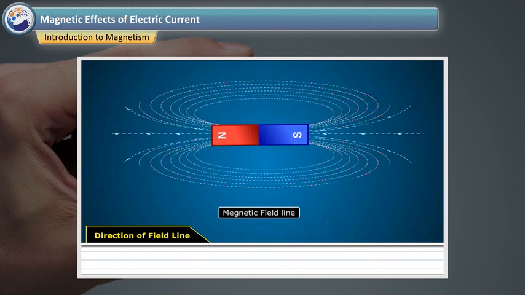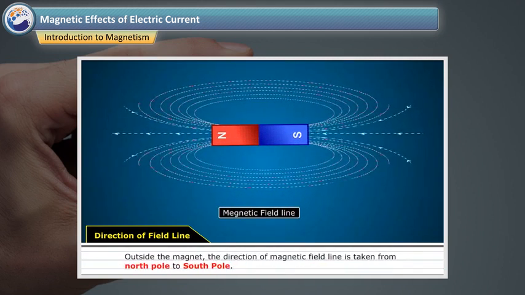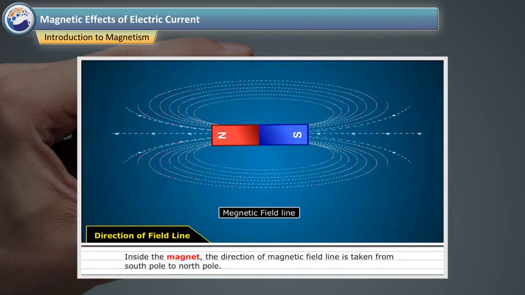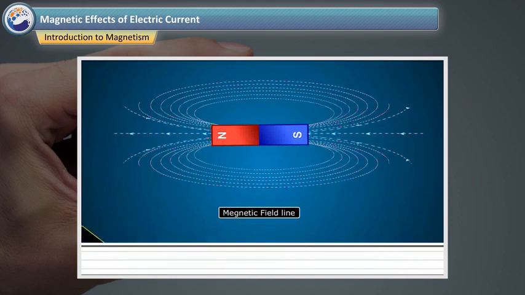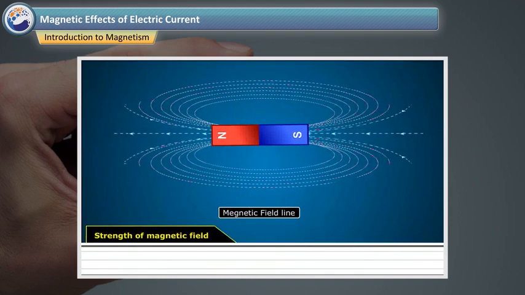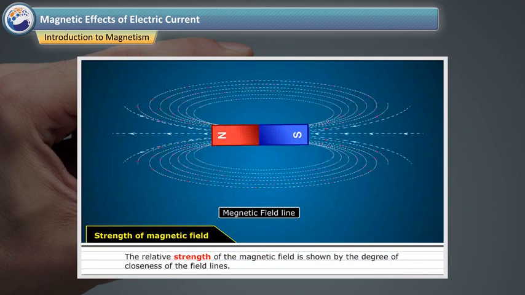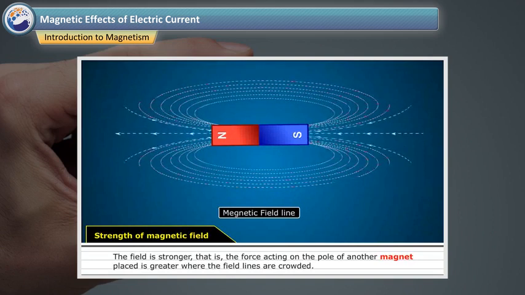Direction of field line. Outside the magnet, the direction of magnetic field line is taken from North Pole to South Pole. Inside the magnet, the direction of magnetic field line is taken from South Pole to North Pole. Strength of magnetic field. The relative strength of the magnetic field is shown by the degree of closeness of the field lines. The field is stronger, that is, the force acting on the pole of another magnet placed is greater, where the field lines are crowded.